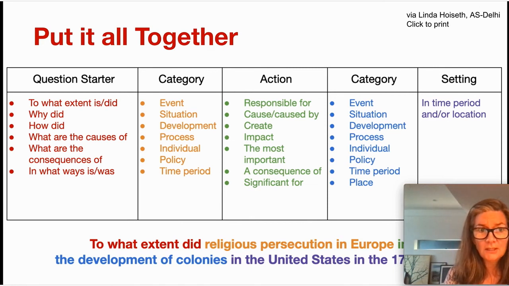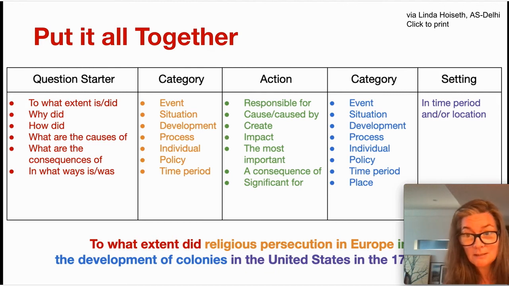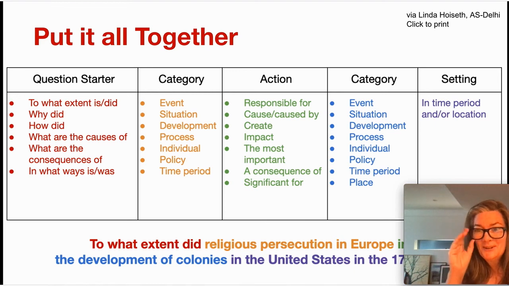And your question needs to be tight so that you have a tight answer. Because in addition to your question, you'll need to have a thesis statement which answers it. So to what extent did religious persecution in Europe, and so on, your answer will be: religious persecution in Europe had a profound impact on the development of colonies in the United States. That's the thesis. So your question has to be something that can be answered in one sentence as your thesis, and then backed up with all of your examples and evidence. That's really what you're going for.